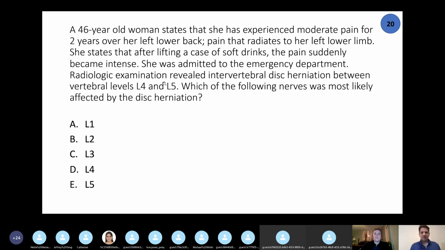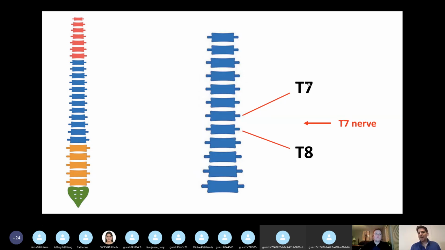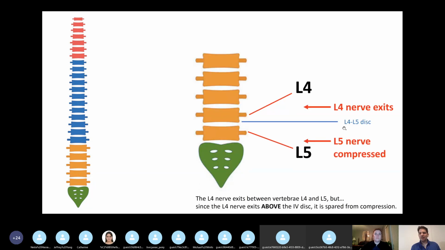All right, very good. So right, L4, L5, even though the L4 nerve will exit, it's spared because it exits above the disc, right? So the L5 is going to be compromised. I'll put this from my previous review. Just remember the cervicals, the lower one's going to come back out. Remember you have that C8 nerve too, so that's going to bump the thoracics down 1. So between T7 and T8, the T7 nerve is going to come out.